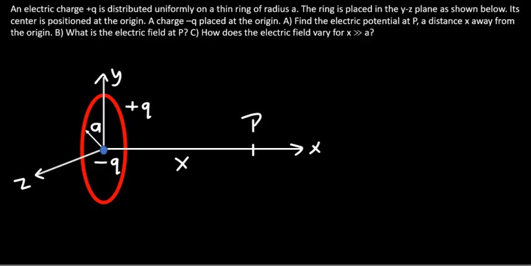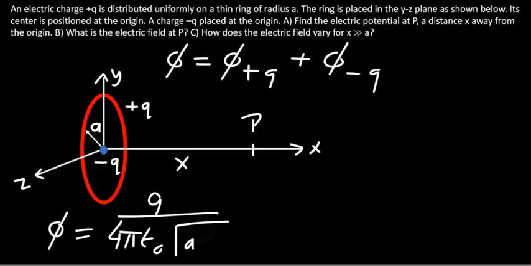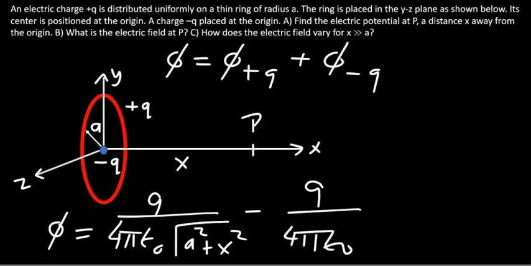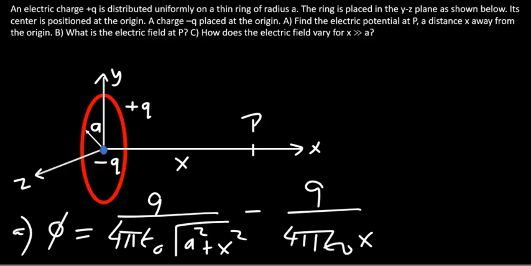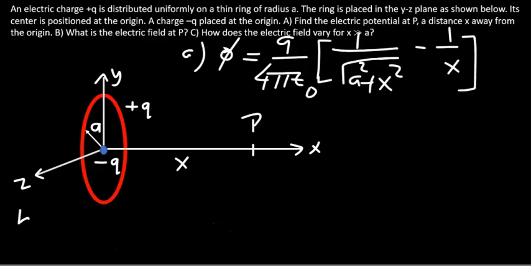So for a system that consists of both contributions, the total potential is the sum of these two contributions, like that. And from the earlier slide, the first term is Q over 4 pi epsilon naught square root a squared plus x squared, and the second term is minus Q over 4 pi epsilon naught x. And that's the answer for part A. So let's write the answer to part A there. Now what about part B?